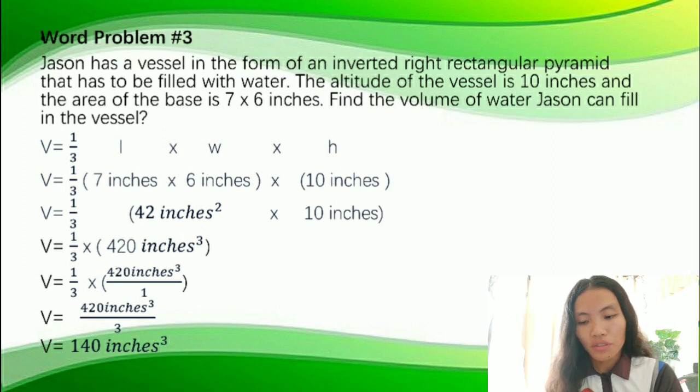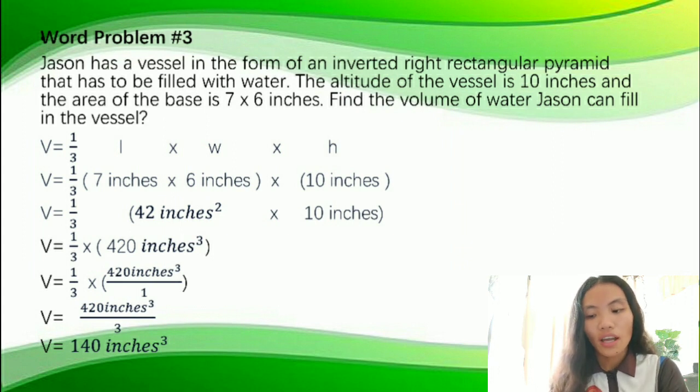So, proceeding, volume is equal to 1/3, 7 inches times 6 inches, which are the length and width, then the 10 inches is the height. Proceed to the next step. Volume is equal to 1/3, then 7 inches times 6 inches is equal to 42 inches squared, then times 10 inches, which is the height. So, volume is equal to 1/3 times 42 inches squared times 10 inches, which is equal to 420 inches cubed.